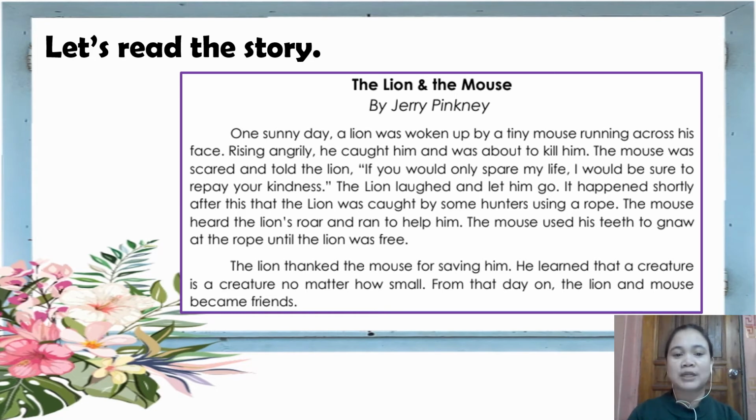It happened shortly after this that the lion was caught by some hunters using a rope. The mouse heard the lion's roar and ran to help him. The mouse used his teeth to gnaw at the rope until the lion was free. The lion thanked the mouse for saving him. He learned that a creature is a creature no matter how small. From that day on, the lion and the mouse became friends.